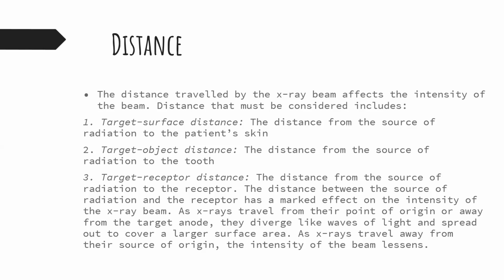The distance between the source of the radiation and the receptor has a marked effect on the intensity of the X-ray beam. As the X-rays travel from their point of origin, away from the target anode, they diverge like waves of light and spread out to cover a large area. So as the X-rays travel away from their source of origin, the intensity of the beam lessens.